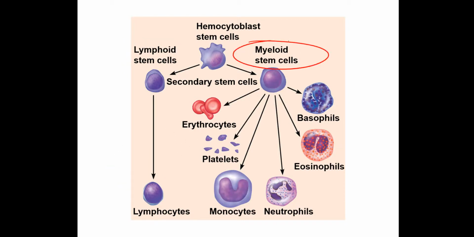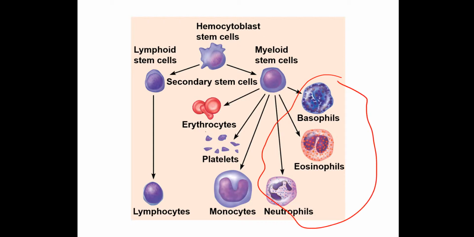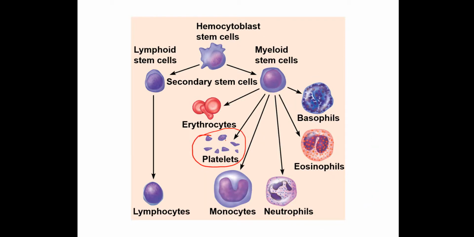In contrast, myeloid cells are the ones that give rise to all the non-lymphocytic cells, right? These include the granulocytes, the ones we talked about earlier, and also the monocytes, the ones that eat things, in addition to the megakaryocytes, which give rise to the platelets. The erythrocytes come from another cell called a reticulocyte, and reticulocytes come from myeloid cells.